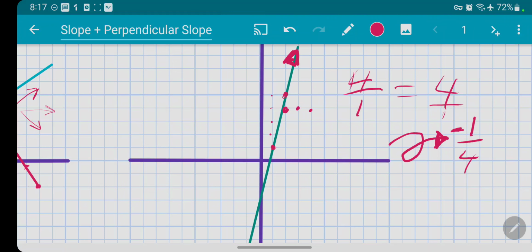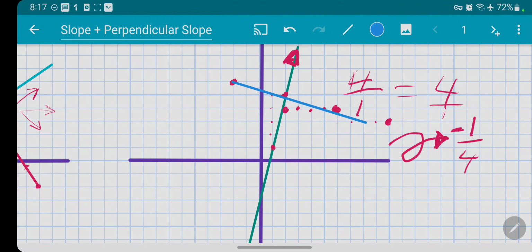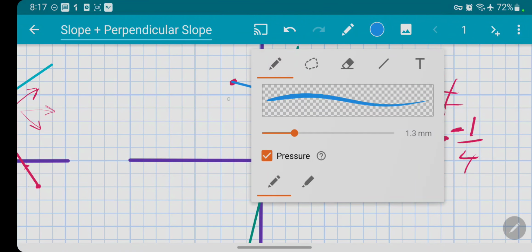We're going to go down 1, forward 1, 2, 3, 4. Down 1, forward 1, 2, 3, 4. And back 1, 2, 3, 4, up 1. Let's make this blue, shall we? There is our perfect perpendicular slope.